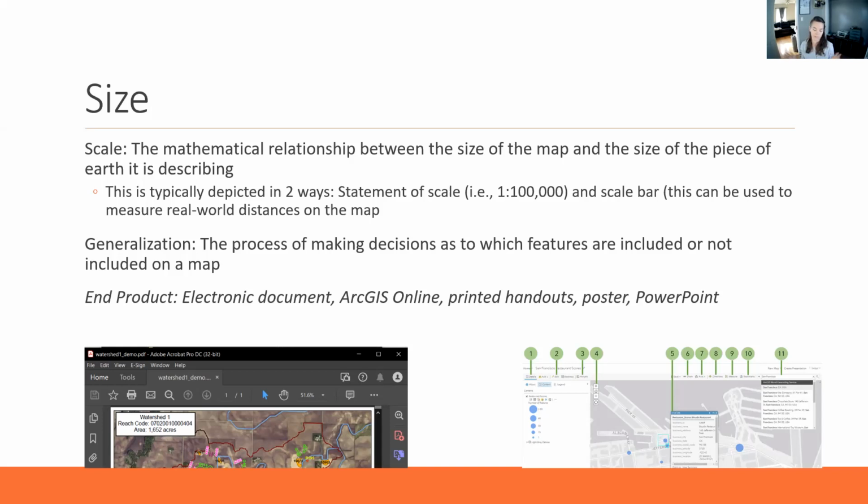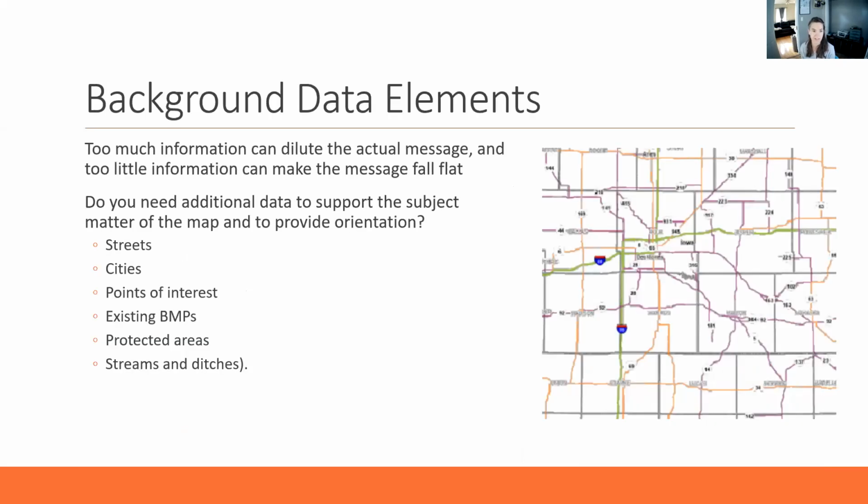You want consistency across all of your features. If you're showing a map atlas or a map series, you want all your streams to be the same color, all your field boundary widths to be the same, your watershed boundary to be the same color, and just make it really easy for your landowners or your stakeholders to follow your story along, and not have to think too hard because it's already a lot of information to process.